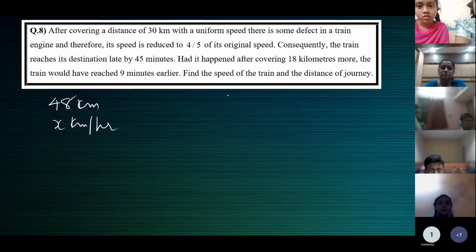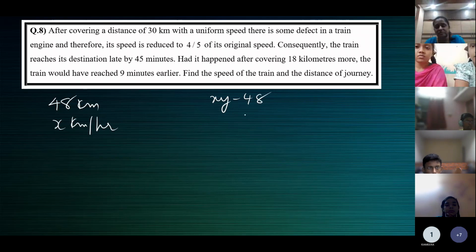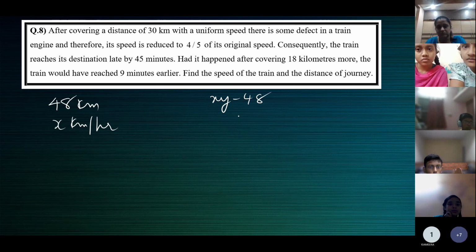xy. Louder. xy minus 48. xy minus 48. What is the reduced speed? 4 by 5x.